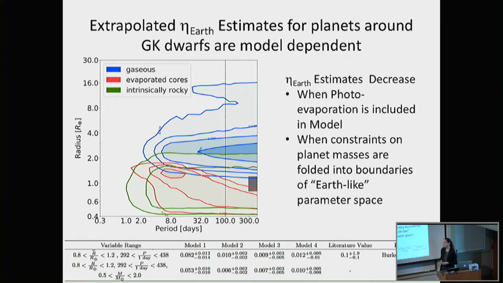And as a parting note, I'll just point out, motivating our desire to show a menu of options of models, that the extrapolated eta Earth values that you get using this suite of models are highly model dependent. And in particular, when you include within the models the possibility of the subpopulation of evaporated cores and intrinsically rocky populations, the estimates for the occurrence rate of rocky planets out at 1 AU around G-type stars drop significantly. So, thank you.